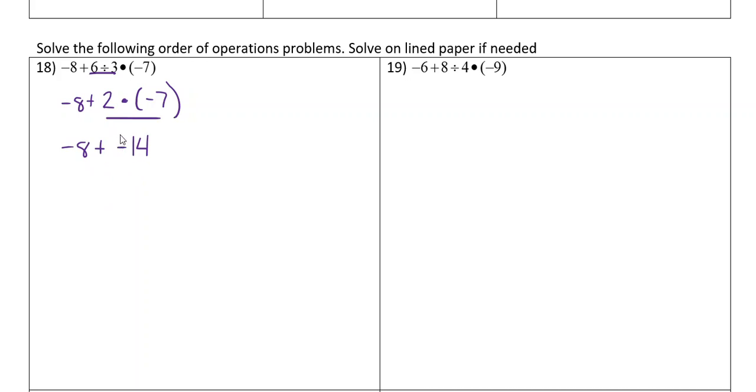And if you want to, you can put the 14 in parentheses so you don't lose the sign. Either one is okay. Either way, they're all negative. I have 8 negatives and 14 negatives, so I get more negatives, which is negative 22.